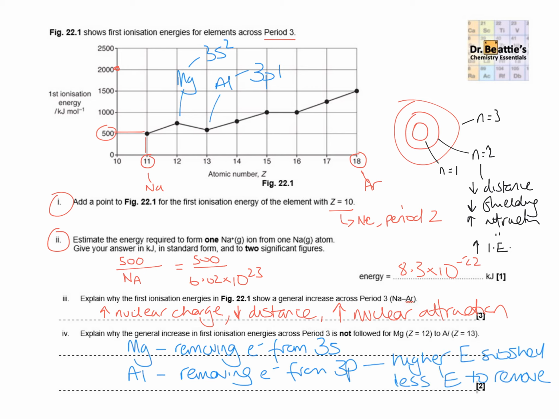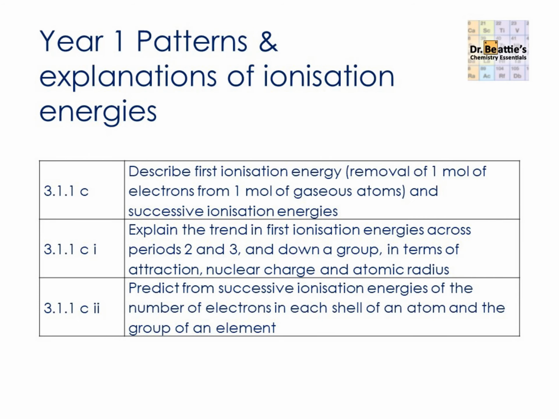And you can see how the ideas we've been talking about in terms of ionisation energy can be applied to these types of questions. In this video, we've had a big focus on first ionisation energies, looking at the trends across the periods and down groups, and used explanations of attraction, nuclear charge, and atomic radius in order to explain these. In the next video, we're going to be looking at successive ionisation energies and explaining the information that we can get from those.